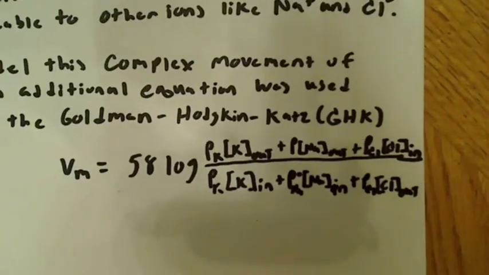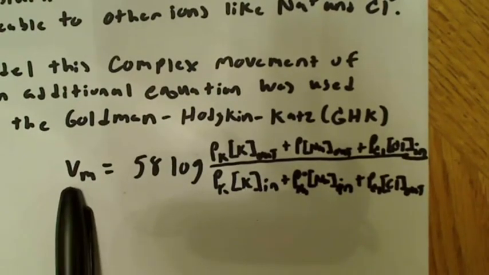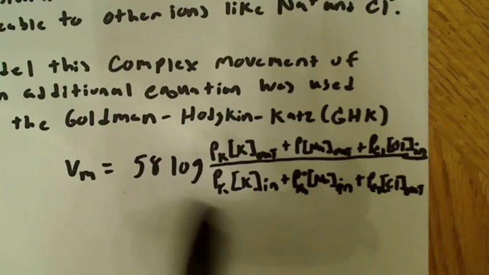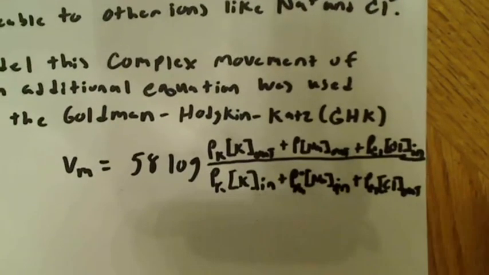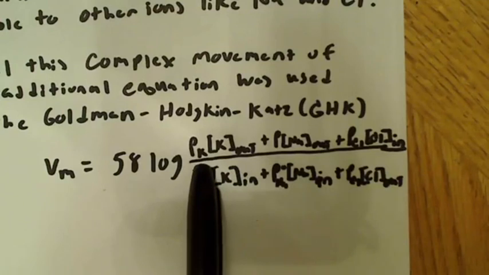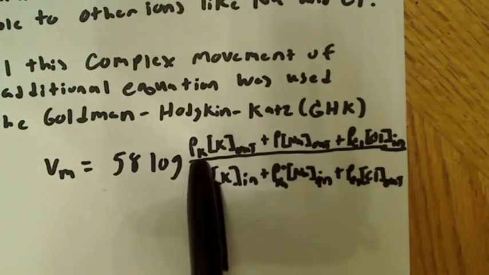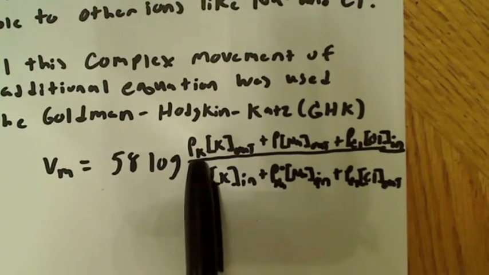And if I could get it on here, I'll tell you what it is. So essentially, the resting membrane potential is equal to 58. This is the abbreviation for R, the gas constant, and temperature and Faraday's constant and whatever else. This is an easier way to remember it. So the VM is equal to 58 log of the permeability, these P's here in front of each of these values. This is a permeability constant, what's known as a permeability constant for each ion.